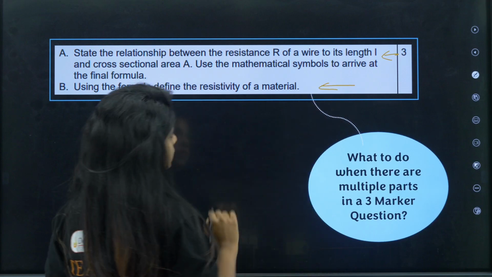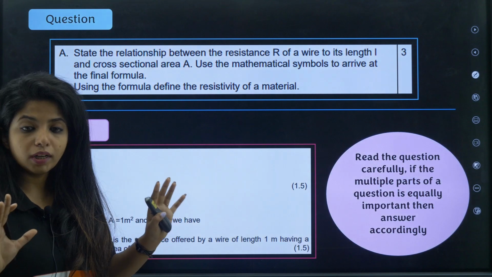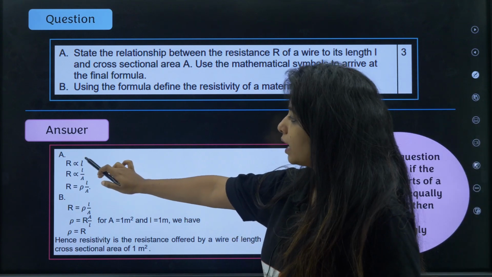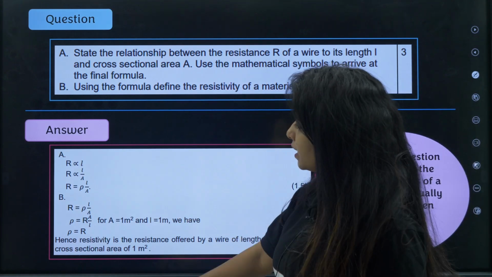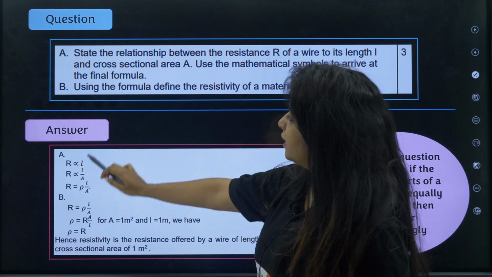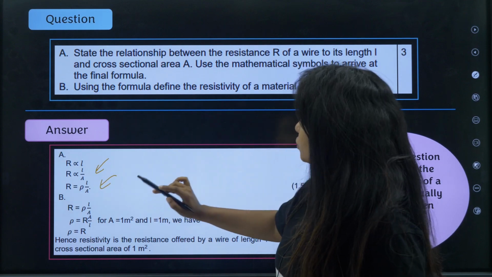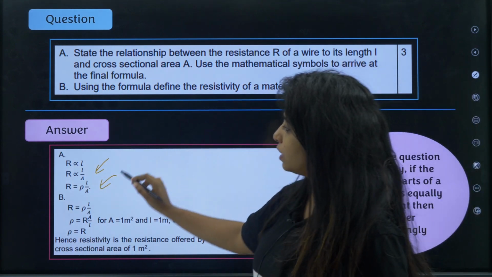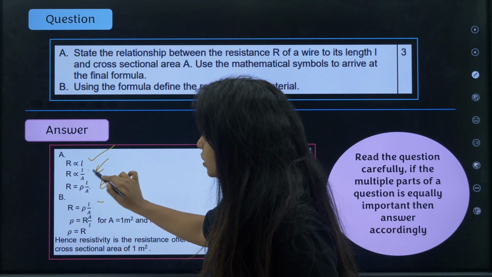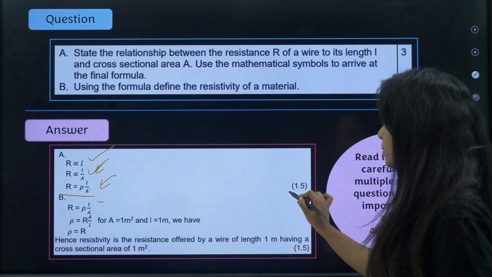Over here also, start from the basics and explain everything. You're not worried about the step marking thing over here. You have to explain from the basics. So you started off from the basics. Okay, you said that R is proportional to L, that is length, and then you're writing this, and you're getting to a conclusion. Use the mathematical symbols to arrive at the final formula. So this is the final formula. Okay, you have stated the relationship between this and this, you have stated the relationship between this and this, and you have arrived at the final formula. So this gives you 1.5 marks.